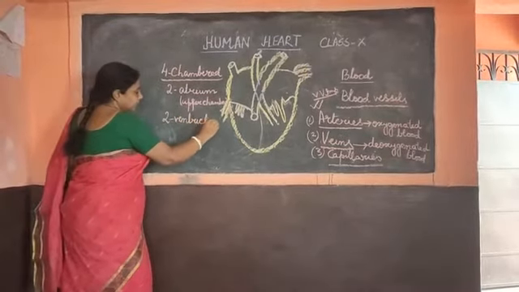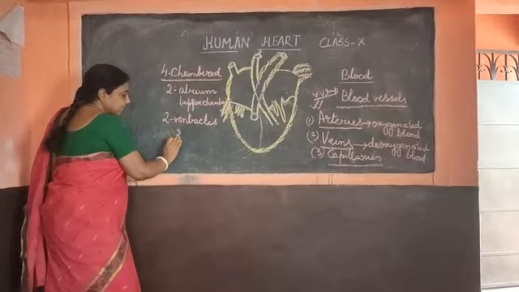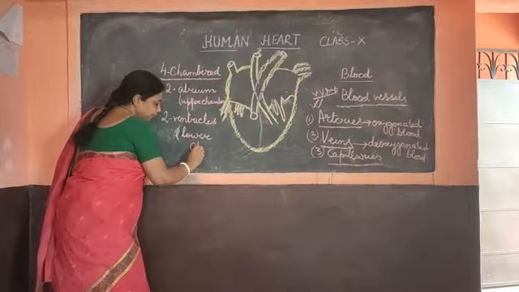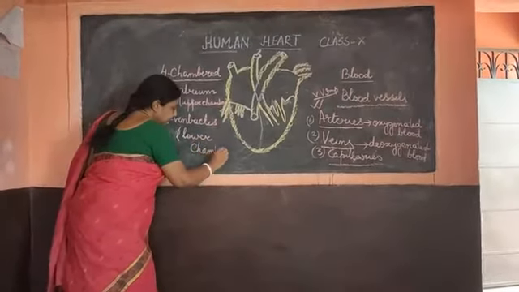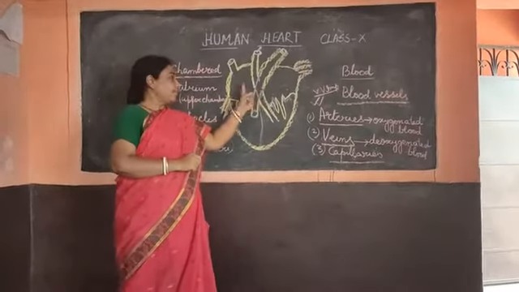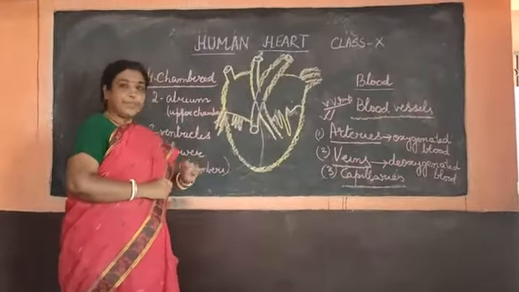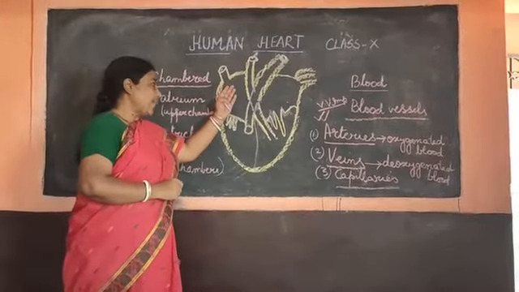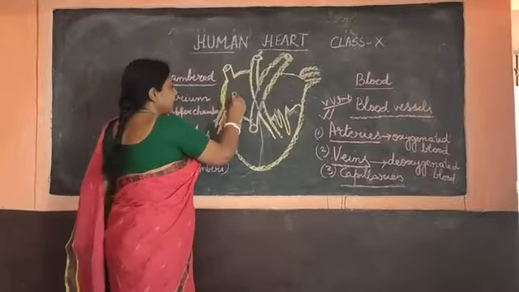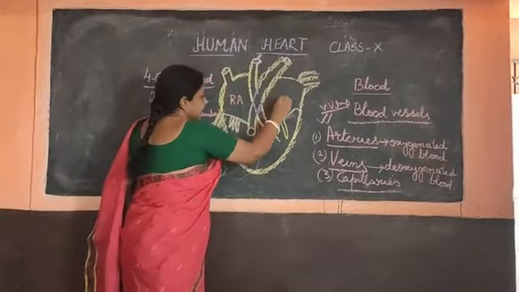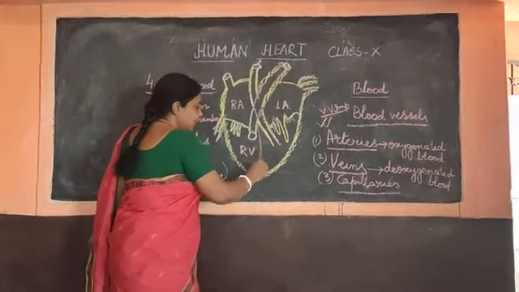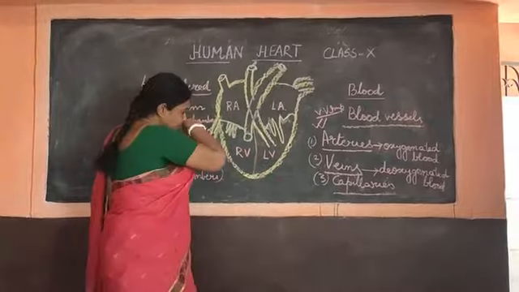What are they known as? Ventricles. These are the lower chambers. So you have a four chambered heart: 1, 2, 3, 4. Now this one is known as the right atrium, this one is known as the left atrium. This is the right atrium, this is the left atrium. This is the right and this is the left ventricle.